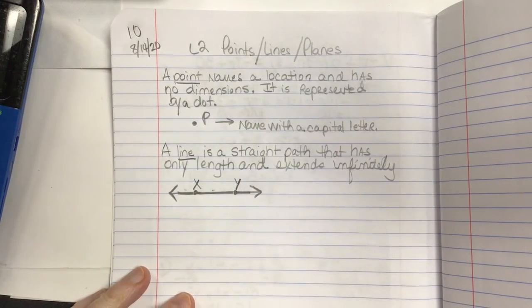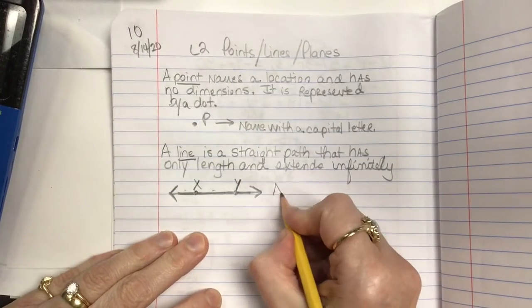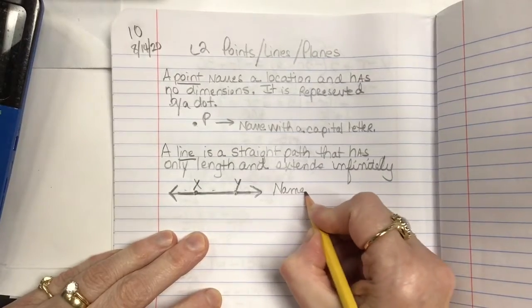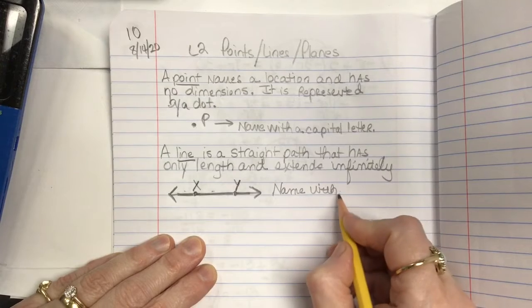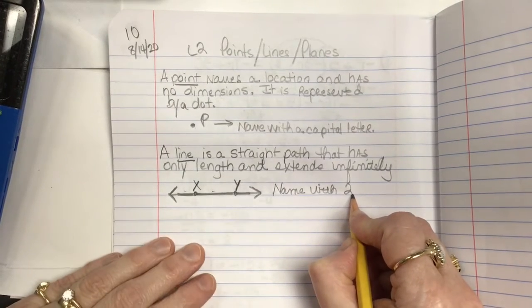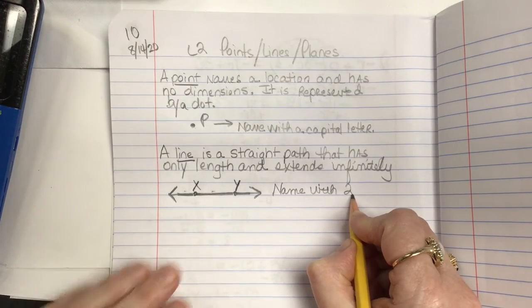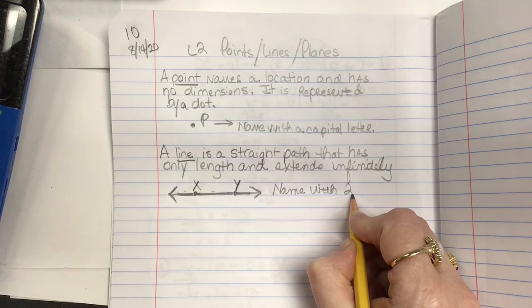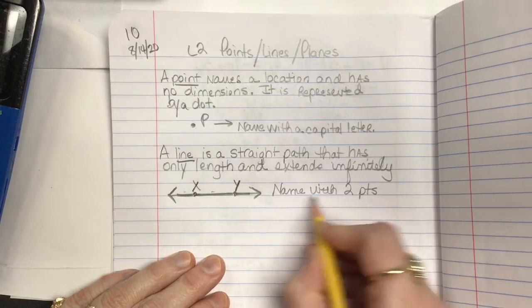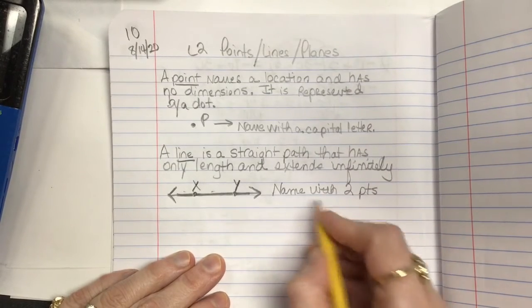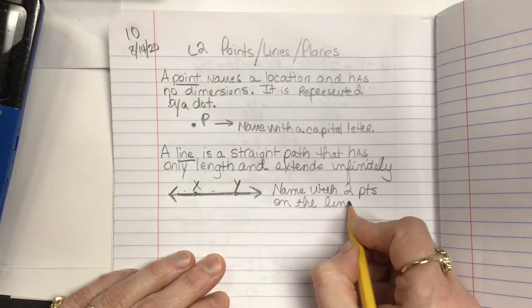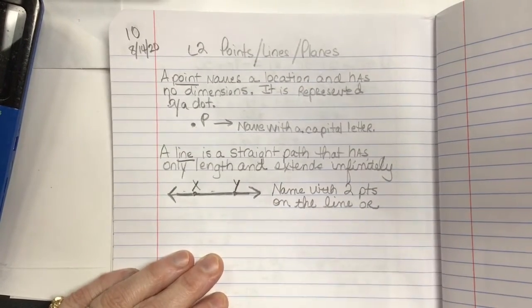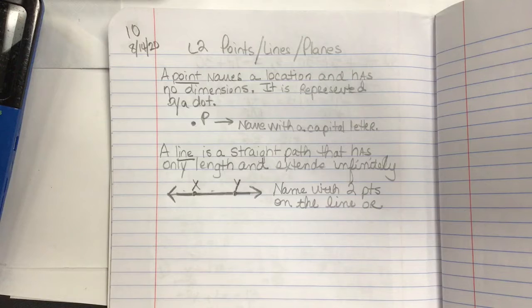Okay. So we're going to go over here. Name with 2 points. Now I'm going to tell you, we abbreviate a lot in geometry. I abbreviate point with PT, and I abbreviate points with PTS. So I'm going to put PTS, name with 2 points on the line. Then I'm going to put or, and we'll talk about the second one, but I don't want to overwhelm you too much.